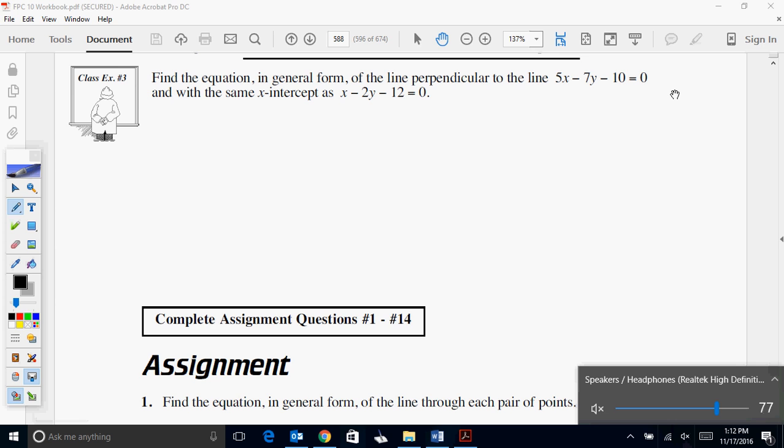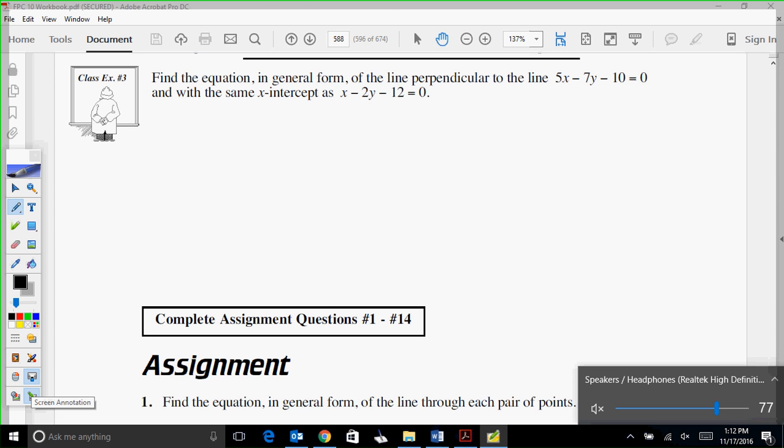Okay. All right, so for this one, let's see, what's it asking? Find the equation in general form of a line perpendicular to 5x minus 7y minus 10, with the same x-intercept as the x minus 2y minus 12. So again, x-intercept isn't a part of one of our forms, so that's the part that's difficult. But what it is, is a point. When we find the x-intercept, that point will be something, 0, right? The y will be 0.